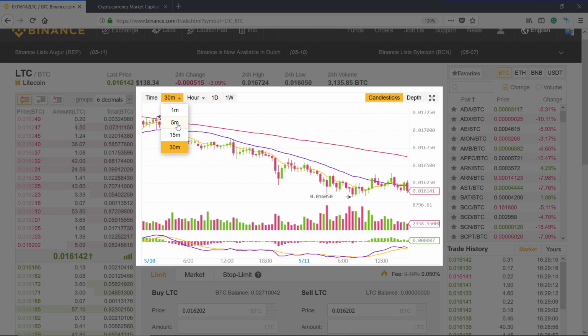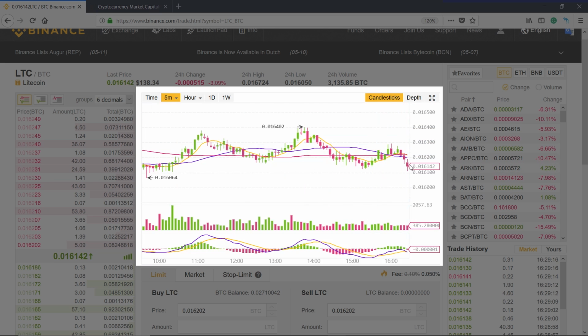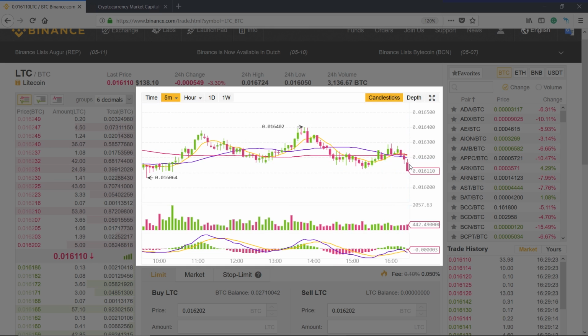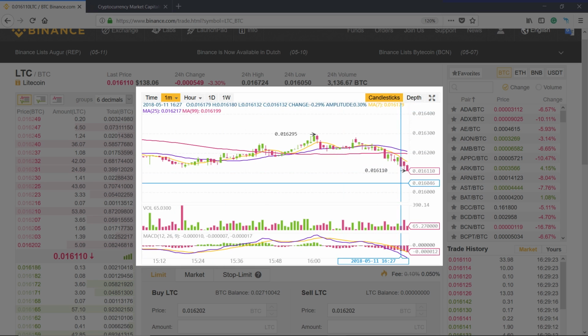Sometimes I look at it at the 5 minute just to see where it's going and how quickly it's moving up. Right now, in the last few minutes, the price has actually been trending downward here. You can see that pretty accurately on the 1 minute and the 5 minute chart.